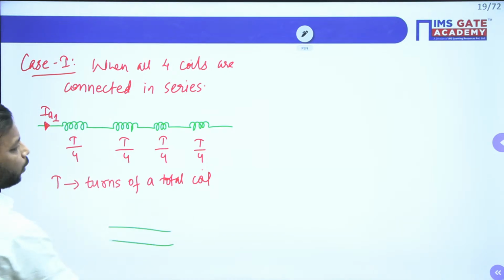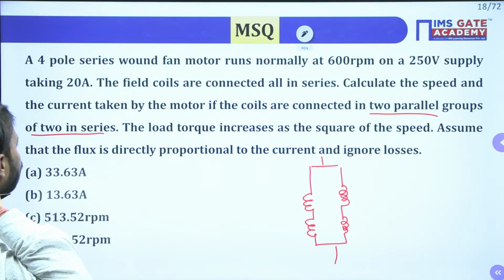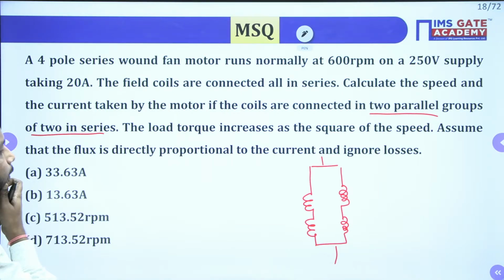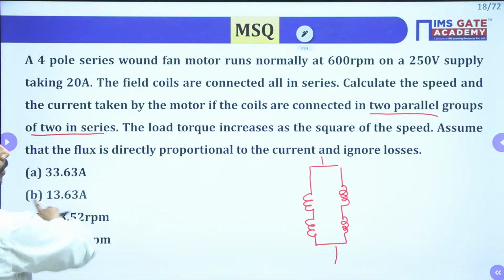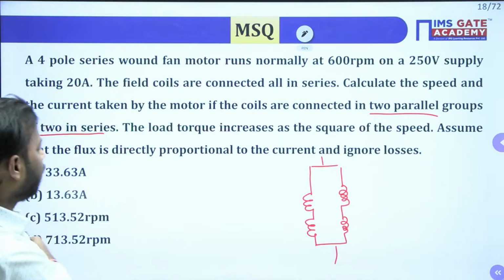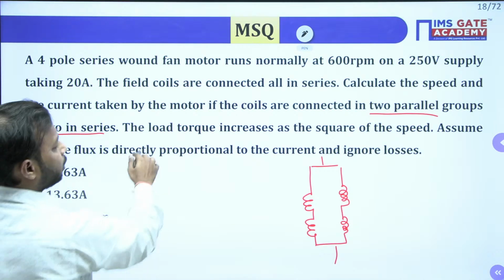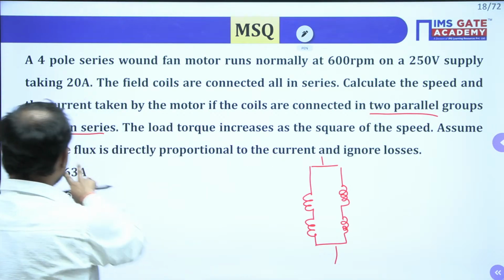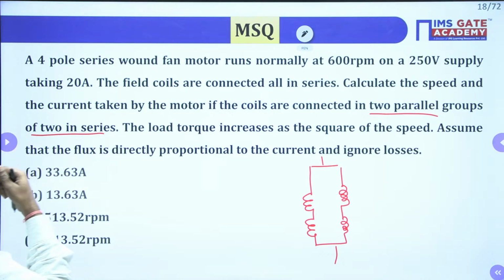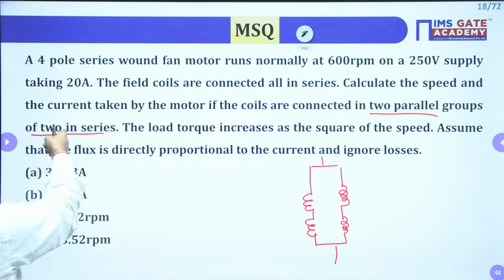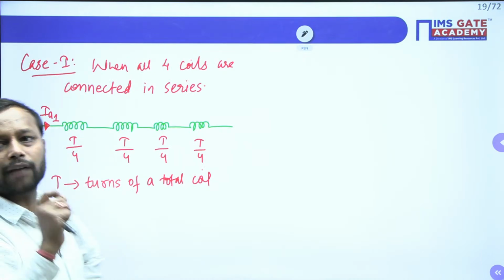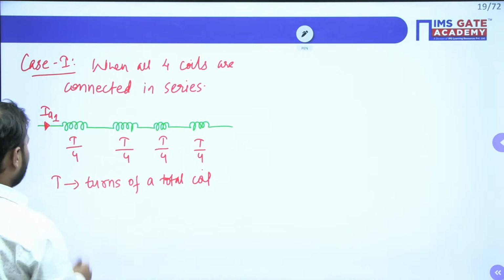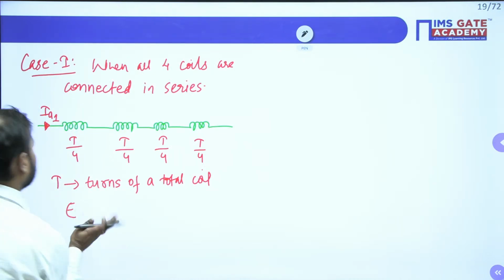So what do I need to calculate? I need to calculate the load torque. All right. The load torque increases with the square of speed. So I need to calculate the speed and the current. So as it is asking for the speed, then definitely we require the EMF equation.